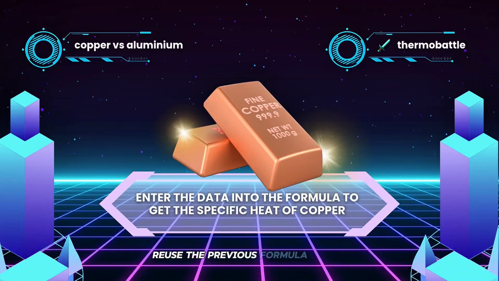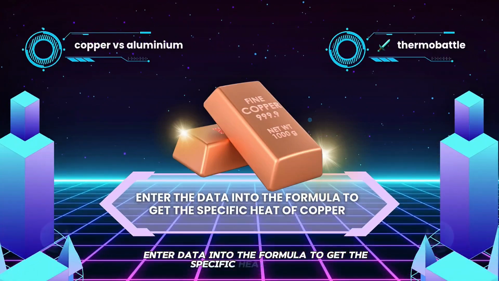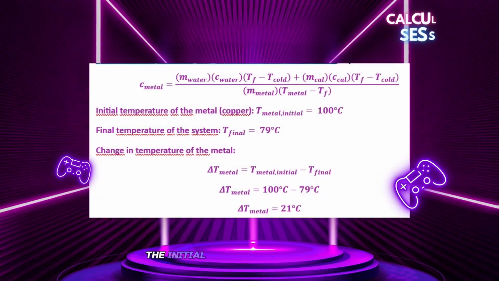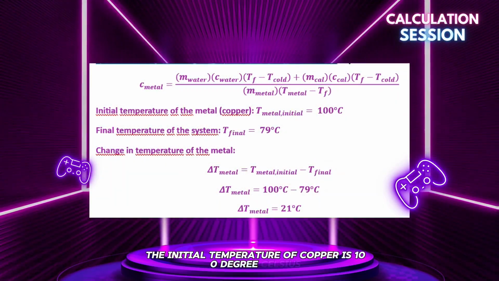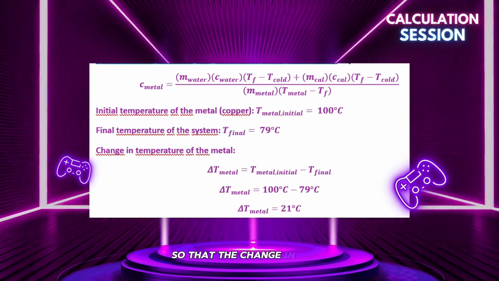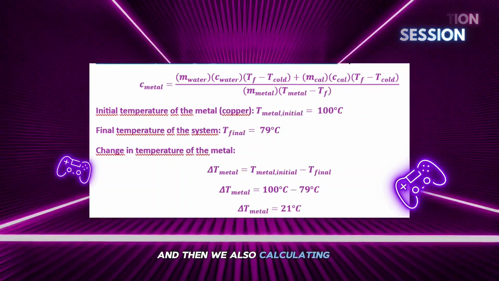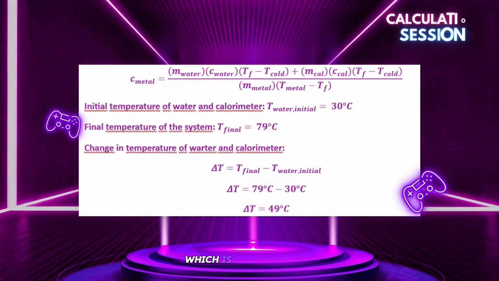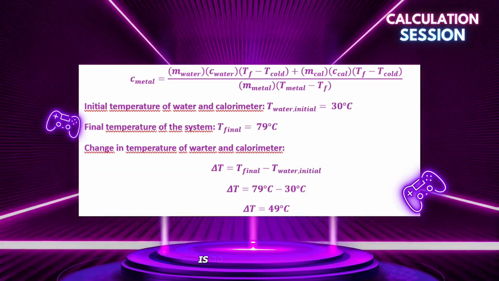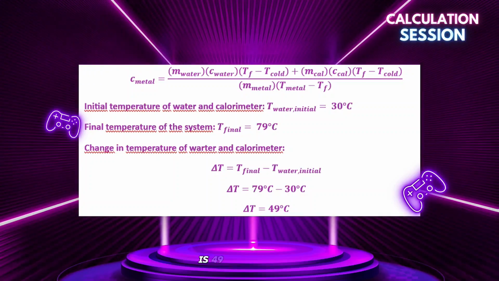Reuse the previous formula that we have obtained. Enter data into the formula to get the specific heat of copper. Calculating the specific heat of copper. The initial temperature of copper is 100 degrees Celsius minus the final temperature, which is 79 degrees Celsius, so that the change in copper temperature is 21 degrees Celsius. And then we also calculate the final temperature of the system, which is 79 degrees minus the initial temperature of water and calorimeter, 30 degrees Celsius, so that the change in temperature of water and calorimeter is 49 degrees Celsius.